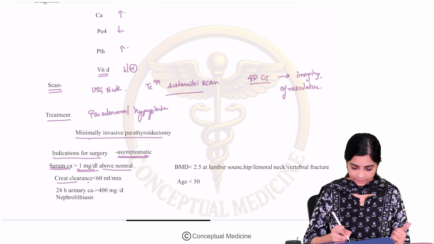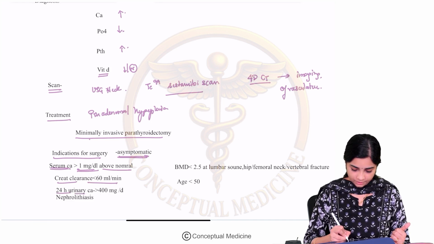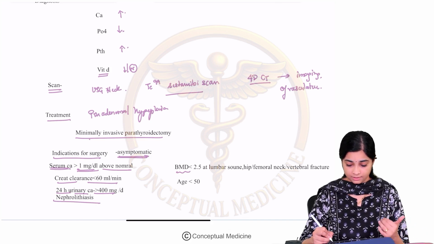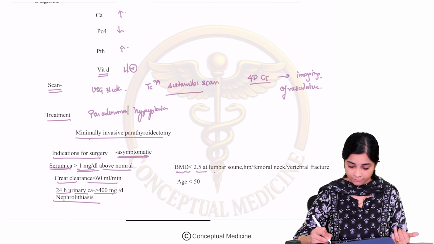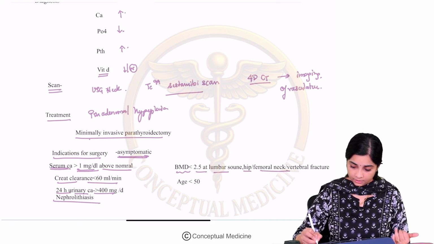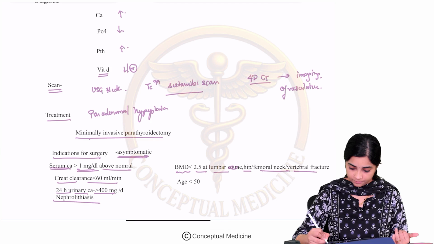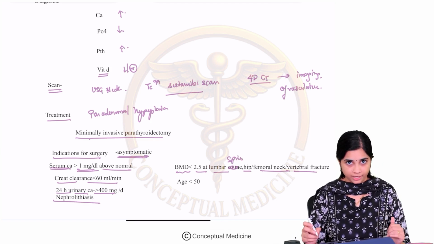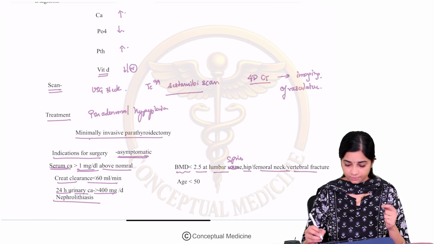Creatinine clearance less than 60. 24-hour urinary calcium more than 400. Presence of renal stones. And bone mineral density, that is demineralization. Bone mineral density less than minus 2.5 at the lumbar spine, hip, or femoral neck, or if a vertebral fracture is present, then you have to go ahead and do a surgery.